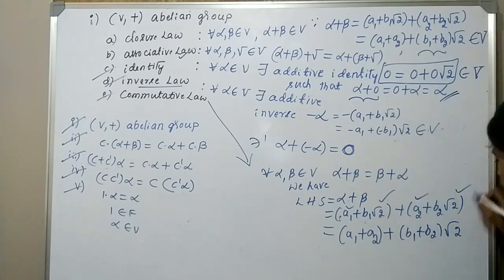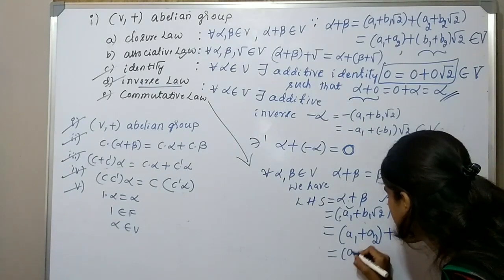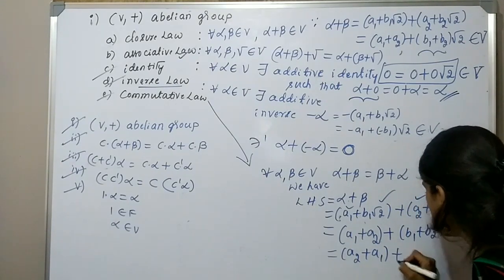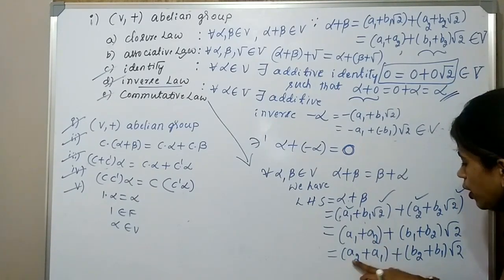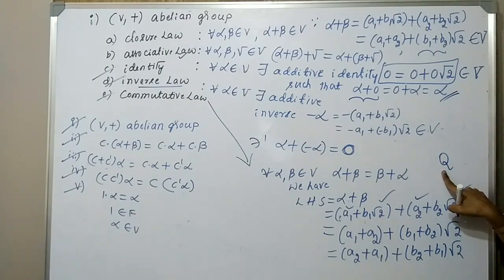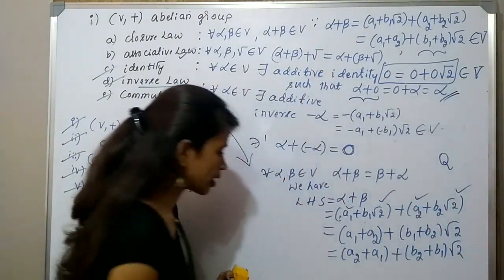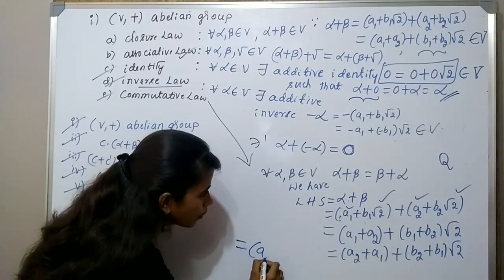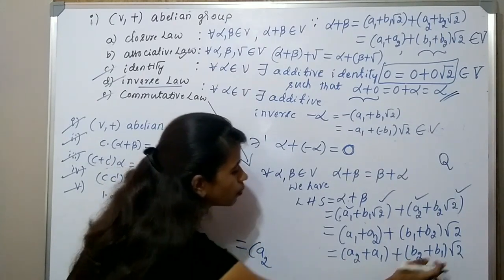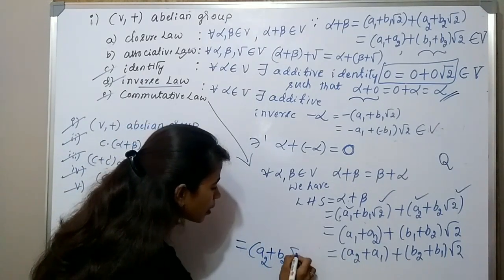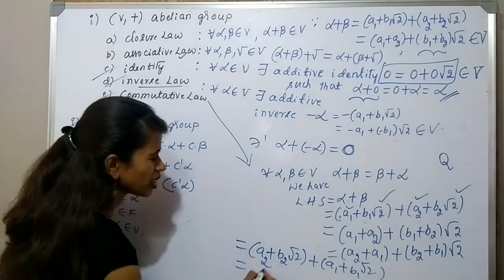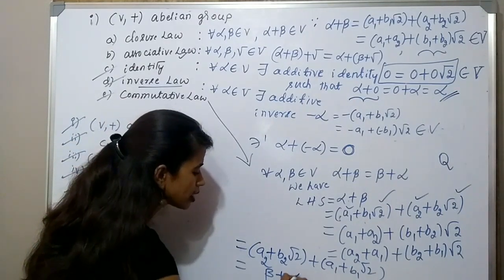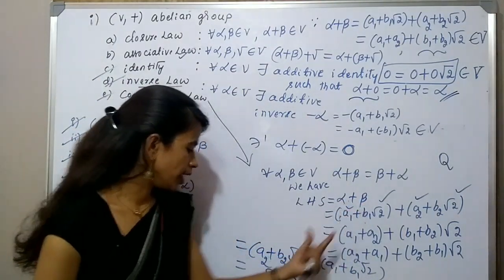So root 2 is common for both, so taking it outside, a1 plus a2 becomes a2 plus a1 and b1 plus b2 becomes b2 plus b1, root 2. Why? a1 plus a2 becomes a2 plus a1 because a1, a2 belong to the rational numbers, and the rational numbers form a field. Therefore, the commutative law holds in the rational numbers because it is a field. Next, a2 plus a1 plus b2 plus b1 root 2 is a2 plus b2 root 2, separate, plus a1 plus b1 root 2. So a2 plus b2 root 2 means beta, and a1 plus b1 root 2 means alpha. So if I take alpha plus beta, we get beta plus alpha.